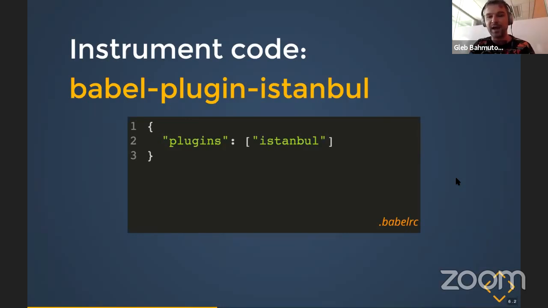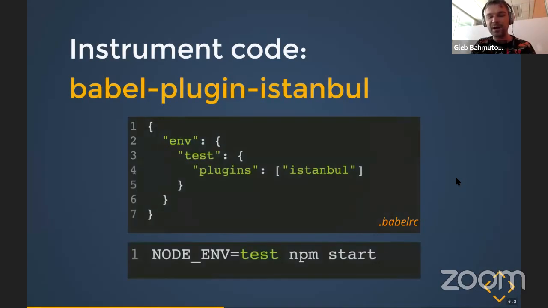And all you have to do is add it to your Babel RC file like this. Just one more plugin, and then your code will be instrumented. You probably don't want to run instrumented code in production though, right? So you probably want to insert that plugin only if you're running in test environment. So Babel RC allows you to add plugins only in an environment, for example, named test.